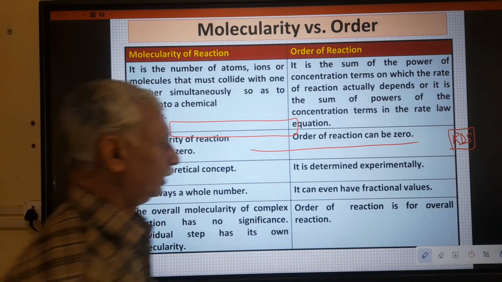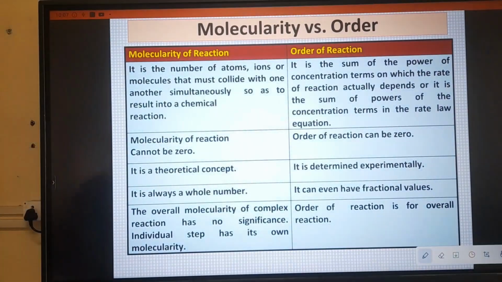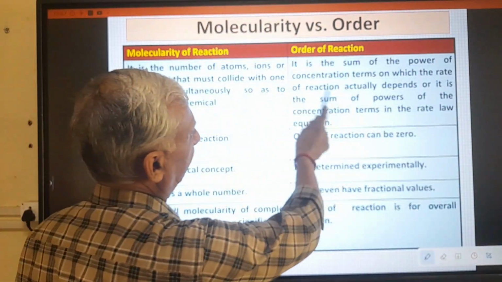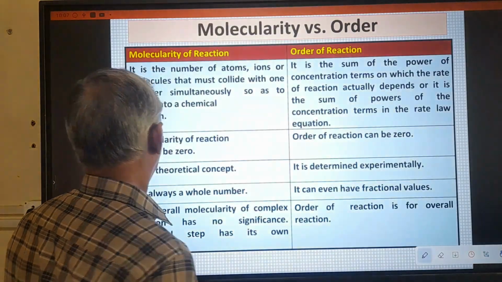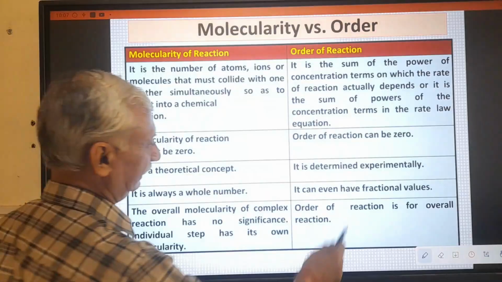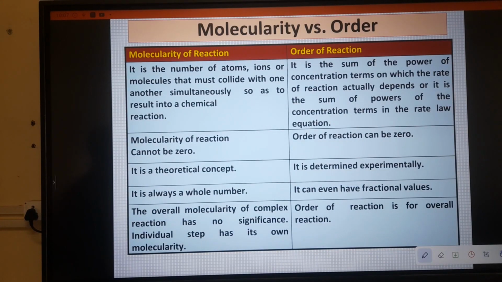This is the difference between order of reaction and molecularity. Here we have already discussed this difference. You can write in the first point the definition of both the concepts. Then molecularity cannot be zero, order can be zero. Molecularity is a theoretical concept, order is determined experimentally. So if you remember their definition, units, and the basic differences, you will be able to solve the questions asked in the exam.